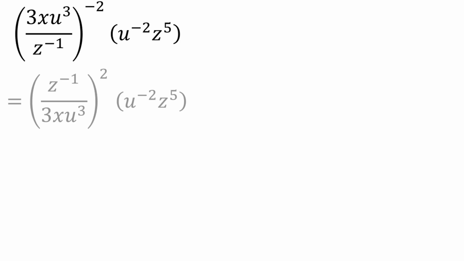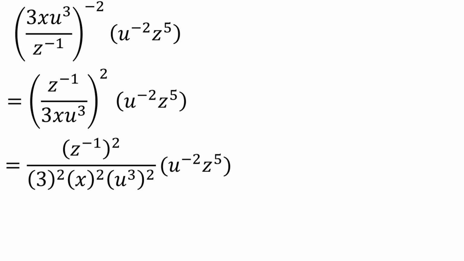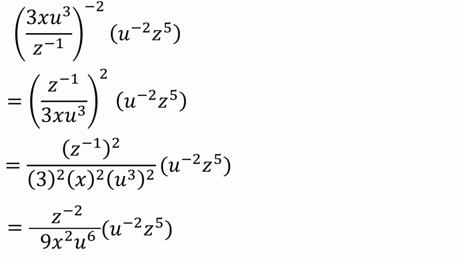So we have z to the negative 1st power divided by 3x u to the 3rd power, all squared, times u to the negative 2nd power times z to the 5th power. Now, applying the square to everything, we have z to the negative 1st power squared divided by 3 squared times x squared times u to the 3rd power squared, all times u to the negative 2nd power times z to the 5th power. Simplifying, we have z to the negative 2nd power on the numerator and 9x squared u to the 6th power on the denominator.